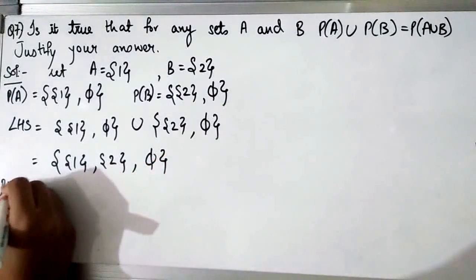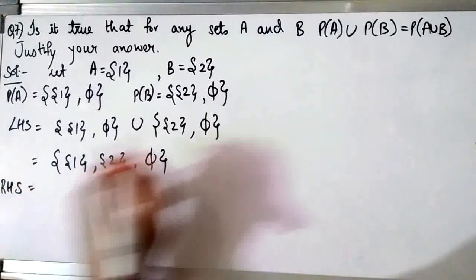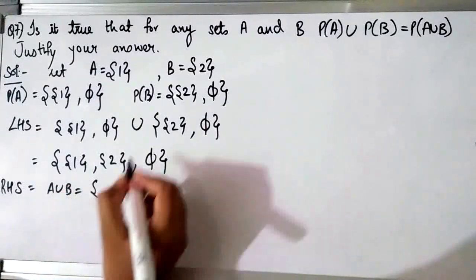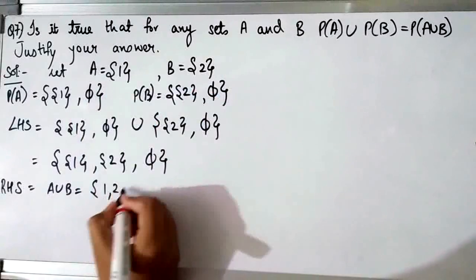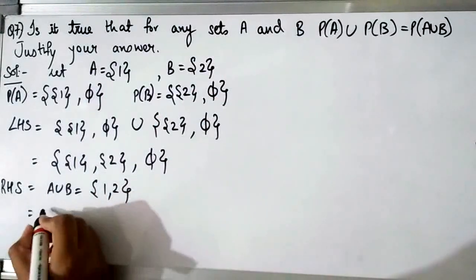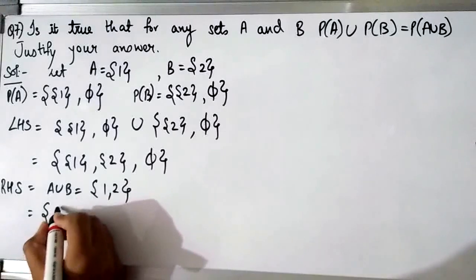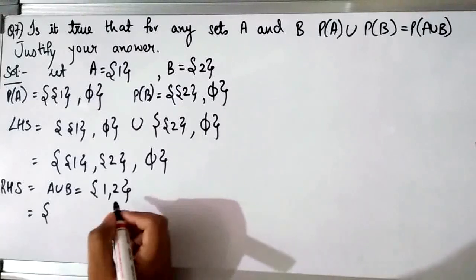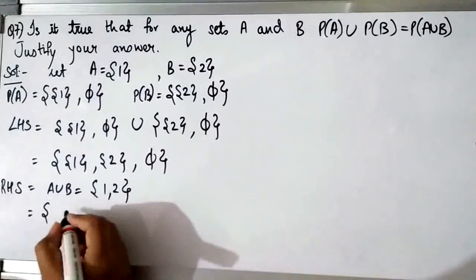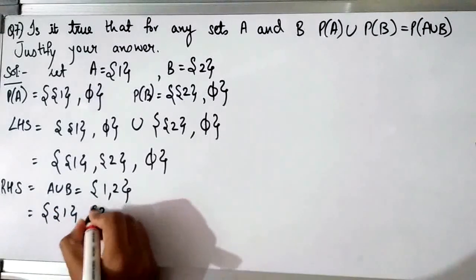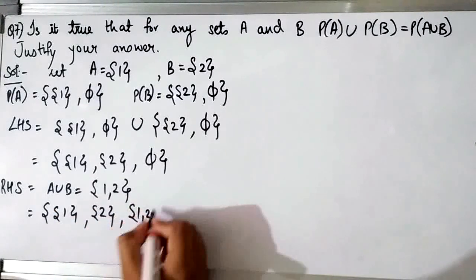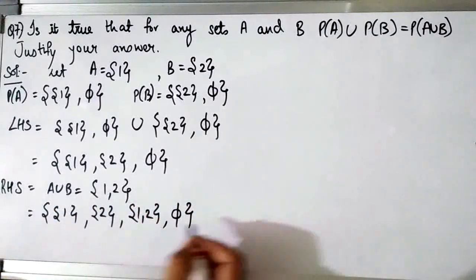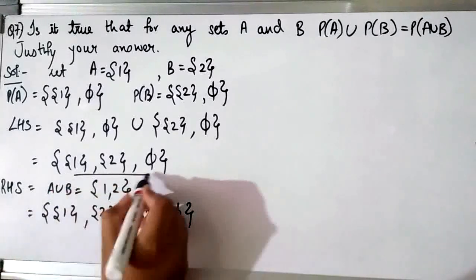Now let's take RHS. Now in RHS we have to take the power of A union B. So what is A union B? First, A union B will be {1, 2}. Now the power of A union B is going to be, since there are two elements in this, it will have 4 subsets, and so the power of the set will also have 4 elements present in that. That is {1}, then {2}, then the set itself {1, 2} and an empty set. So this is the power of A union B. Now this is your RHS and this is your LHS.